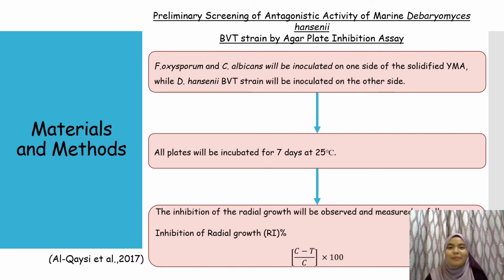Third, the preliminary screening of antagonistic activity of marine Debaryomyces hansenii strain using agar plate inhibition assay. So, the Fusarium oxysporum and Candida albicans will be inoculated on one side of the yeast mold agar, while the Debaryomyces hansenii strain will be inoculated on the other side. The plate will be incubated for 7 days at 25 degrees Celsius. After the incubation time, the inhibition of radial growth will be measured and calculated using the formula.